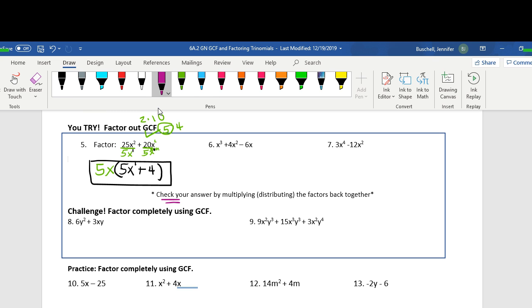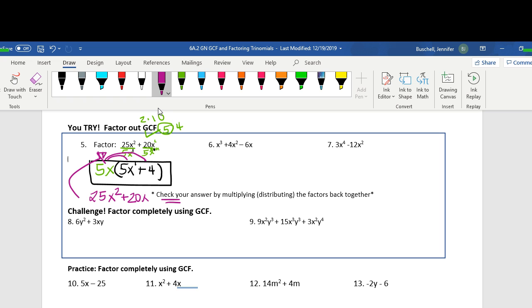You can always check. So if I were to distribute this 5x back into my expression, well, 5 times 5 is 25. X times x is x squared. 5x times a positive 4 is a positive 20x, which is the same as my question.